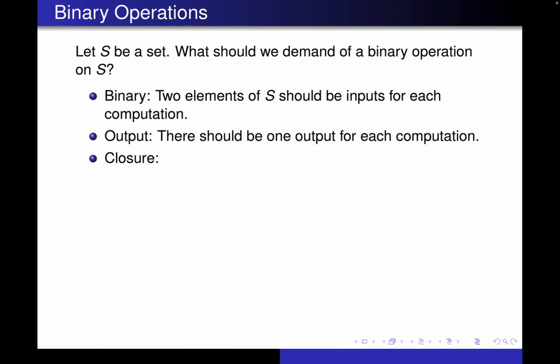There should be some type of closure going on. If I take 2 elements of S and do the binary operation on them, I shouldn't get something outside of S. The output should literally be an element of S.